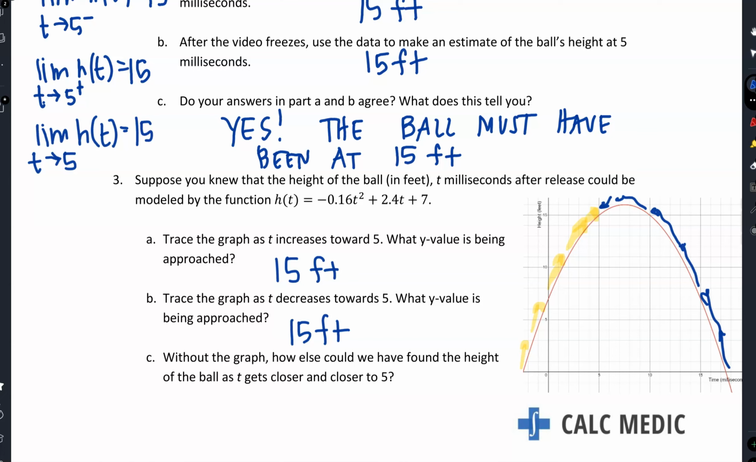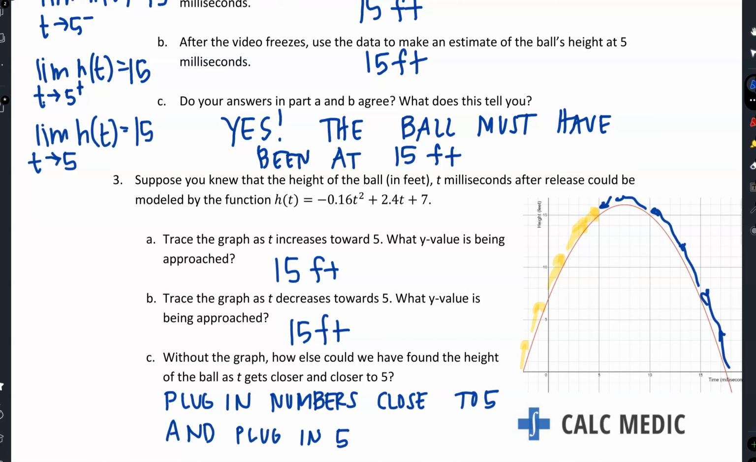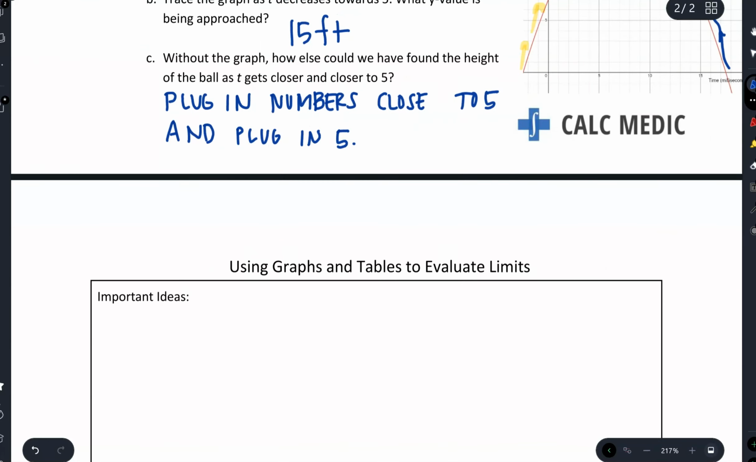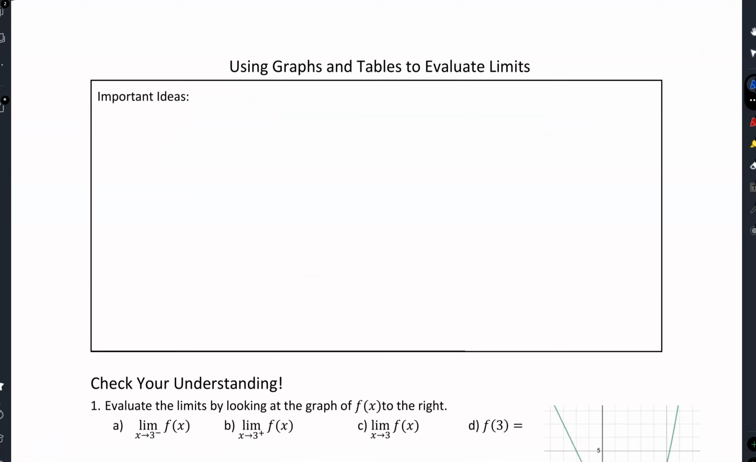We could plug in numbers close to 5 and plug in 5. So this is our direct substitution method. That's our first strategy of finding a limit. This is important: a limit is an intended y value.